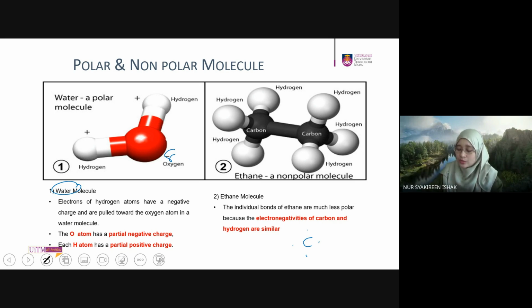Kan? So the ethane molecule does not have any charge, does not have any polarity. So the ethane molecule is stable, right? So that is for the water molecule and also the ethane.